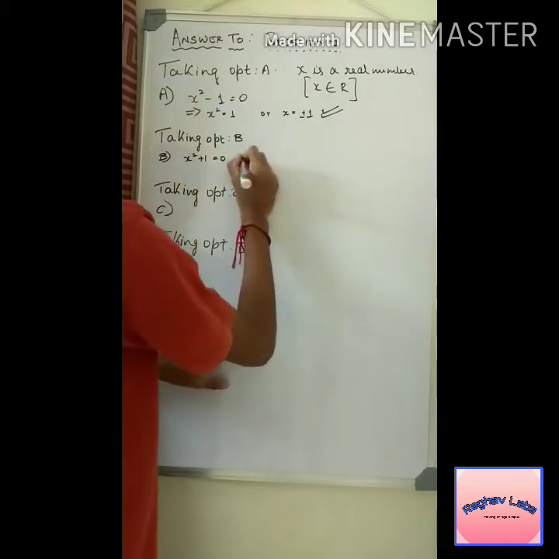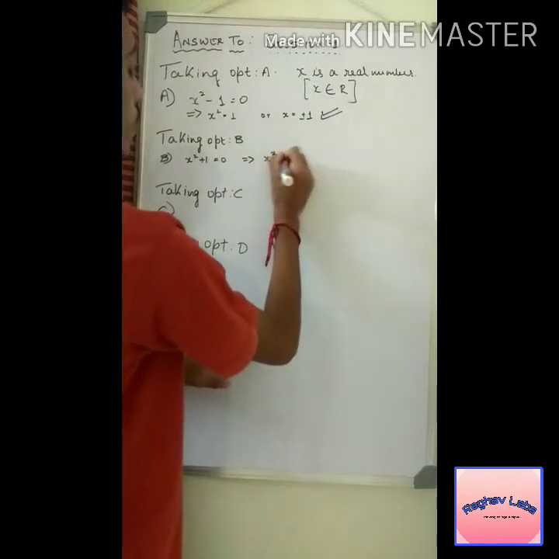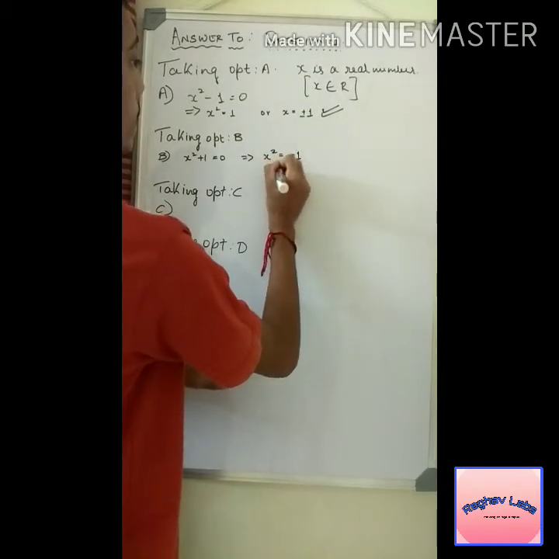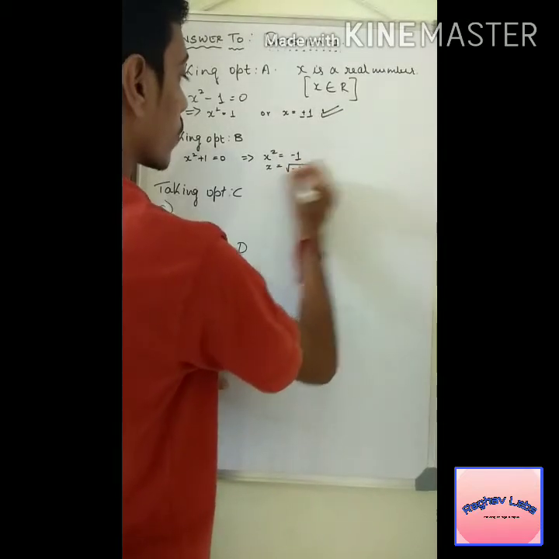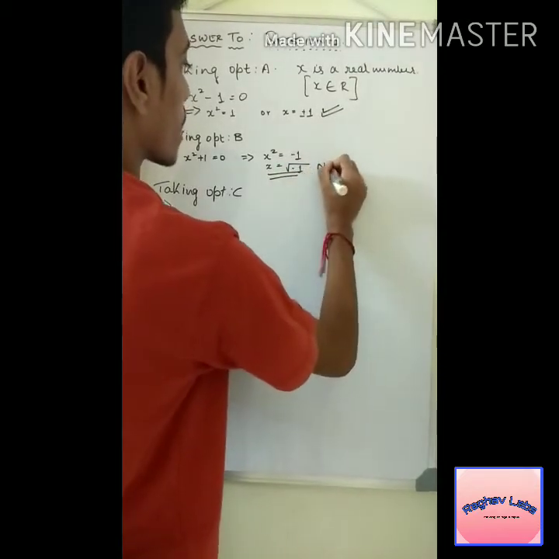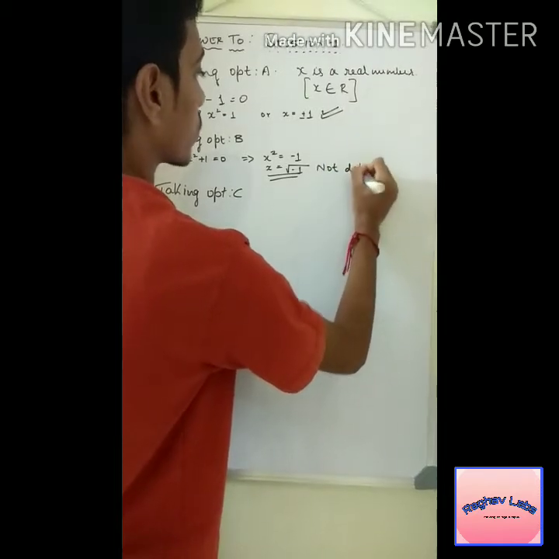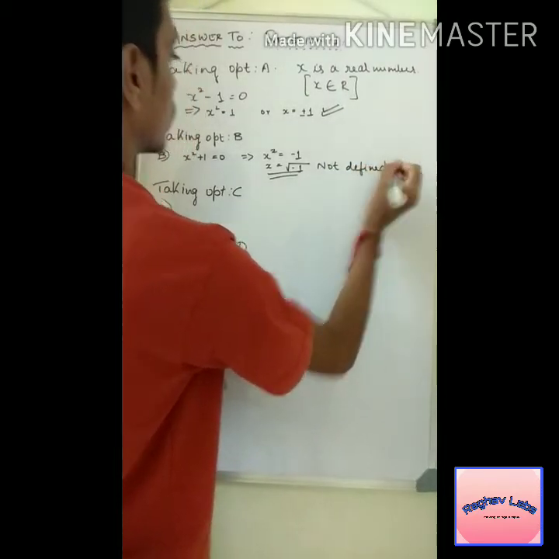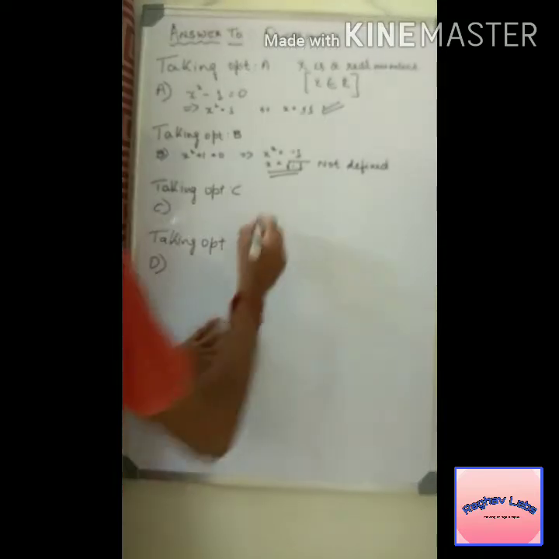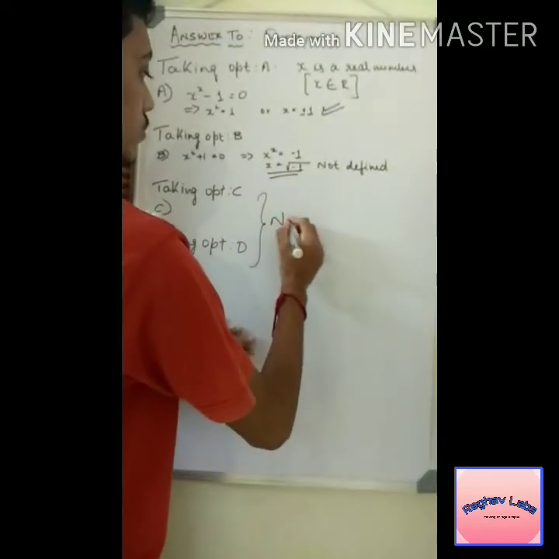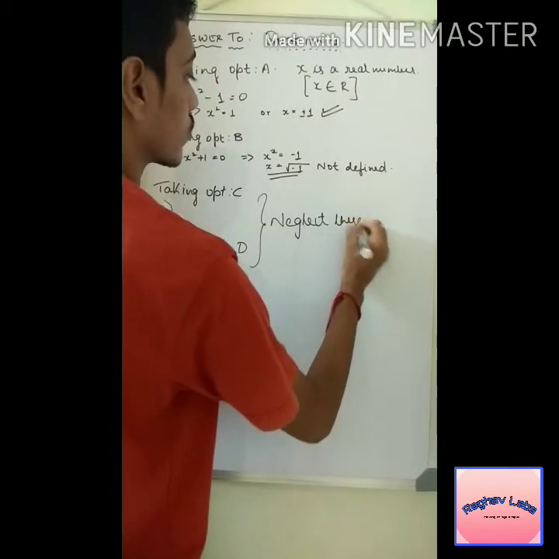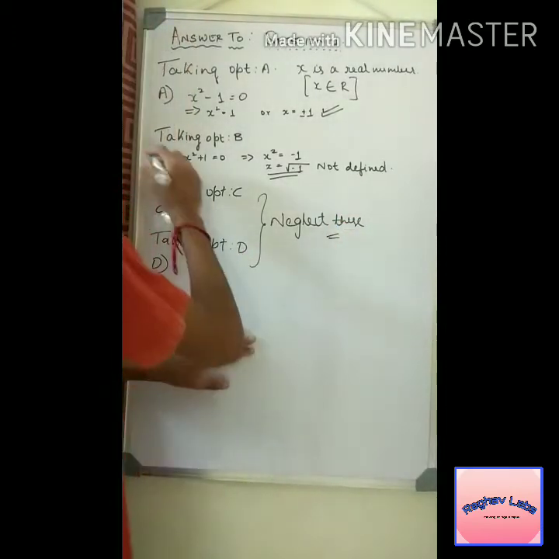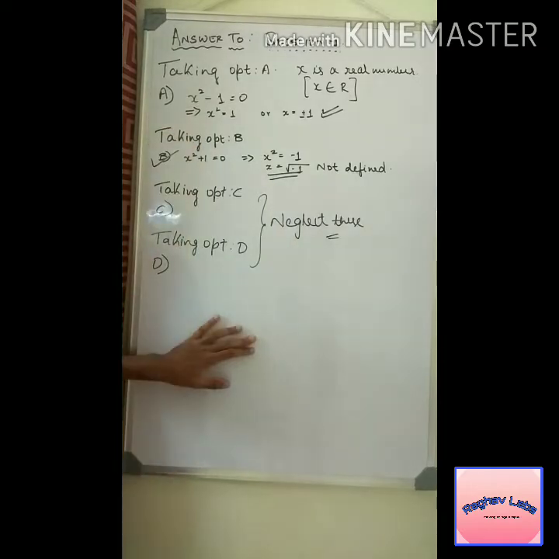So, taking option B, we have x square plus 1 equals 0, which implies x square is equal to minus 1, where x is equal to root of minus 1, which is not defined. So, when it is not defined, it becomes an empty set. So the option is B, so we can neglect option C and D to save our time in CET. So option B. Thank you.